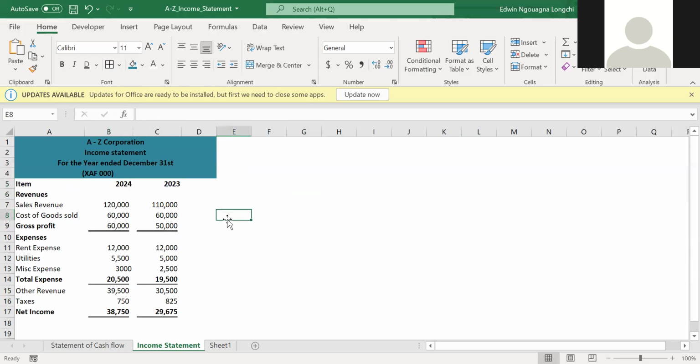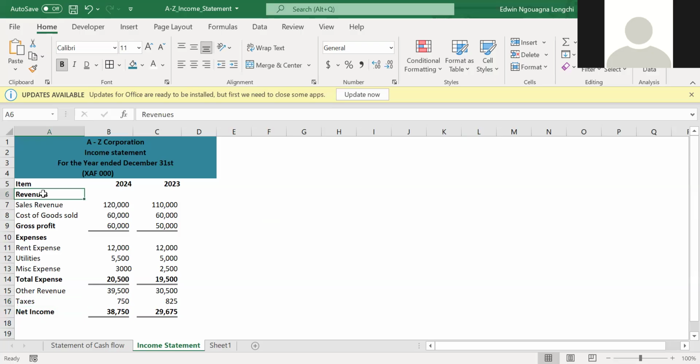So this one, we have these major headings too. Remember, for the statement of cash flow, we have 3 major headings: operating, investing and financing activities. For this income statement, you have 3 or 4 major headings as well. You have revenue, you have expenses, and very important, you have taxes. This is where you get your taxes. You cannot see taxes in the cash flow.